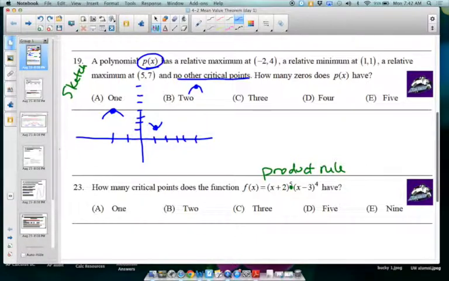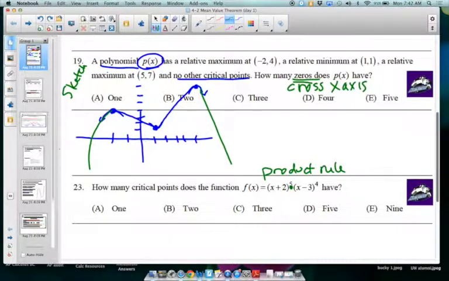Now let's connect them, right? We know this is nice and smooth because there's no other hills or valleys or anything. But this is a polynomial, which means what has to happen here and what has to happen here? Continues forever, right? It's curved. I drew it kind of straight. Continues forever. Zeros. Zeros mean what? Crosses the x-axis. Where does it cross the x-axis? 2 times. Okay?